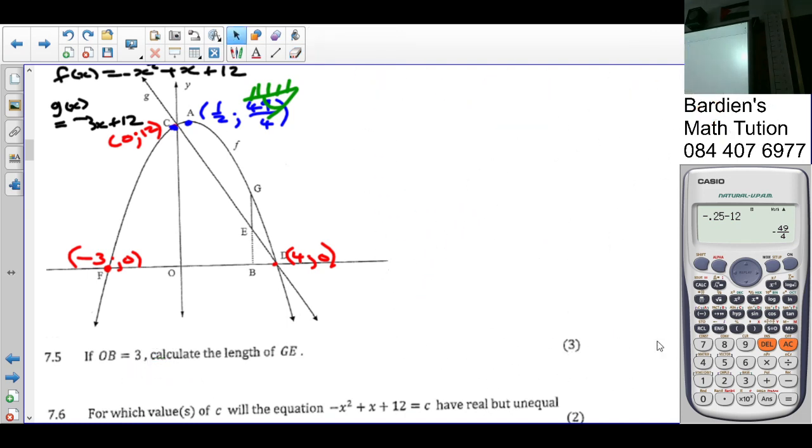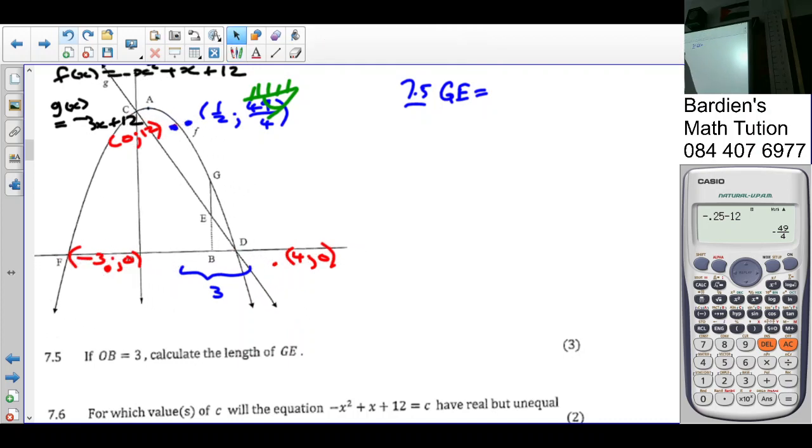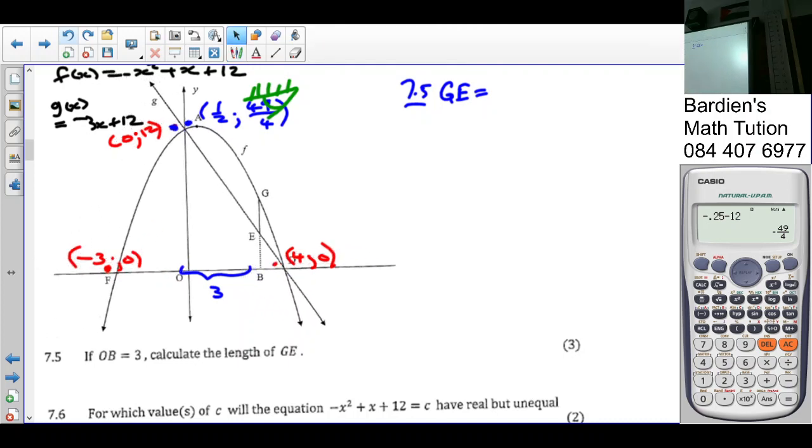Let's go to the next question. If OB is equal to 3, so what's the x value on this line? 3. Not so. OB is equal to 3. Calculate the length of GE. So how do you calculate the distance between two graphs? Top graph minus the bottom graph. Not so. The top graph minus the bottom graph.